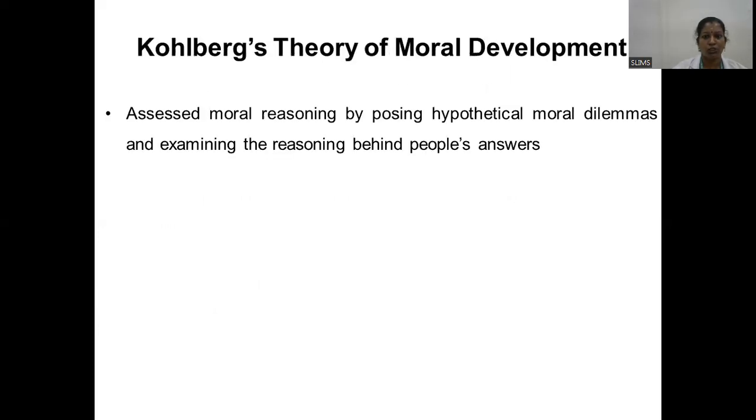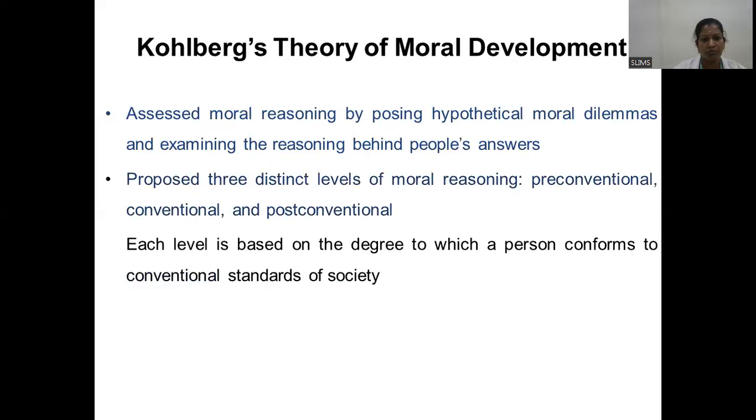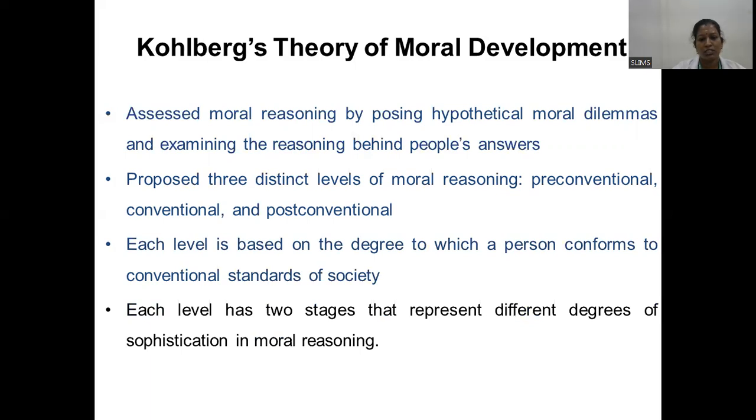Moral development: the theory of moral development assesses moral reasoning, examining the reasons behind people's answers. It proposed three distinct levels of moral reasoning: pre-conventional, conventional, and post-conventional. Each level is based on the degree to which a person conforms to the conventional standards of society. Each level has two stages that represent different degrees of moral reasoning.